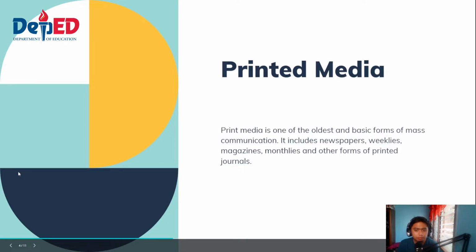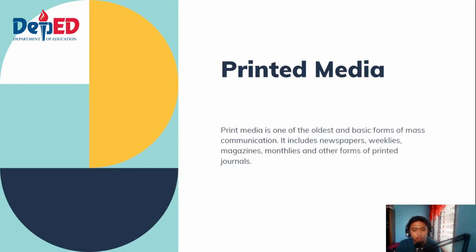So let's start with printed media. Printed media is one of the oldest and basic forms of mass communication. It includes newspapers, weeklies, magazines, monthlies, and other forms of printed journals. Basically, printed media are the ones that we read, that we can touch, not like the ones on the web. The most common examples are newspapers and magazines. Again, printing presses are the ones doing this.